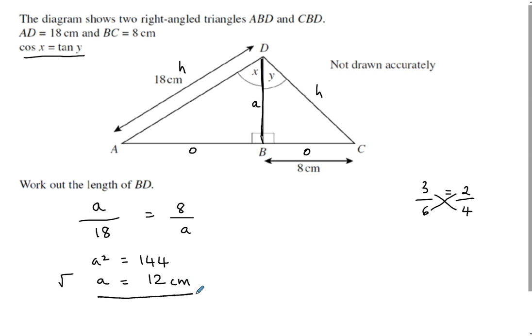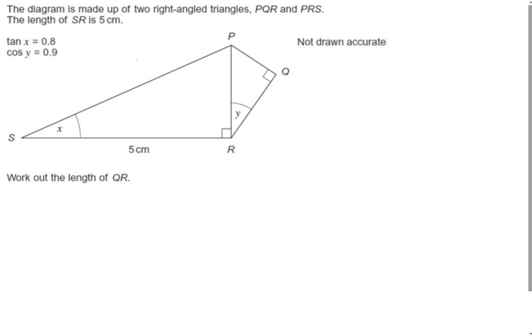All right, okay, it's just an odd looking question, but as long as you apply the basic principles, the workings just fall into place. Okay, let's try another one. The diagram is made up of two right angles, so you know it's got to do with trigonometry. The length of SR is 5. Work out the length of QR.